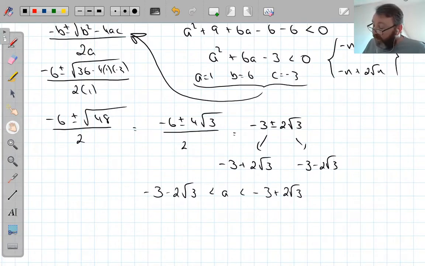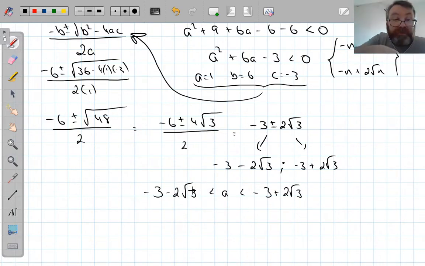And the answers we get are minus 3 plus, actually, I'm just going to change over the signs here just to make sure that we put the bigger one first. That's what we should always do. Always put the bigger one first. So we get minus 3 minus 2 root 3 and minus 3 plus 2 root 3. They're the two answers. So you simply put them into the form that the book tells you: minus 3 minus 2 root 3 less than or equal to a less than or equal to minus 3 plus 2 root 3.